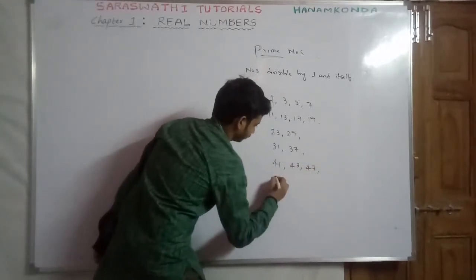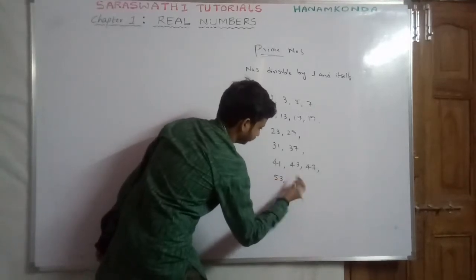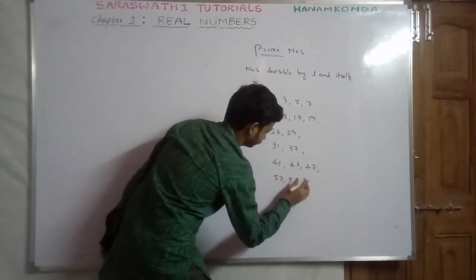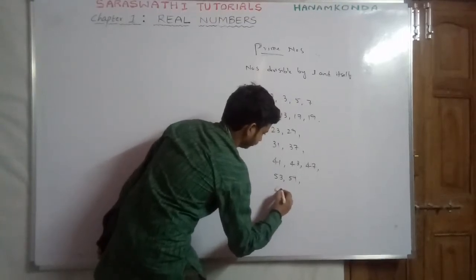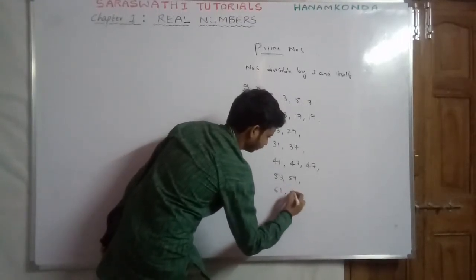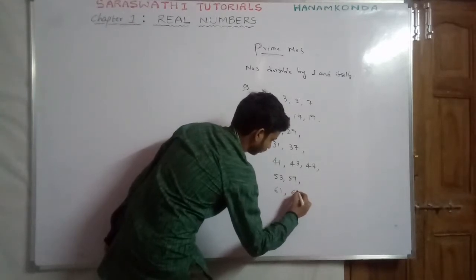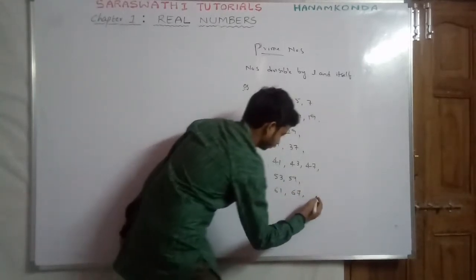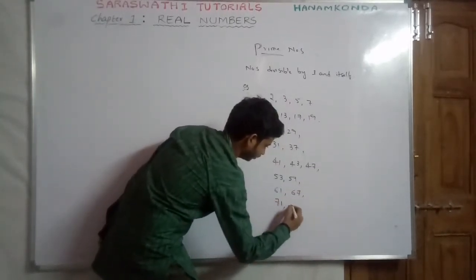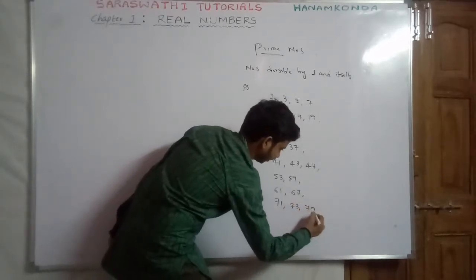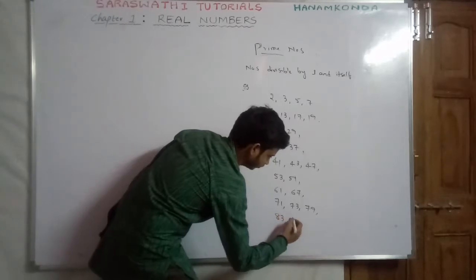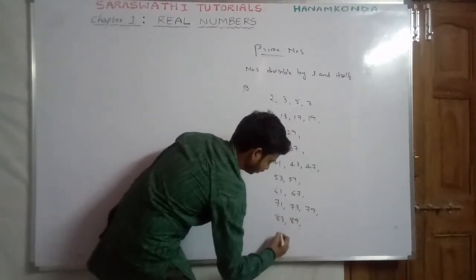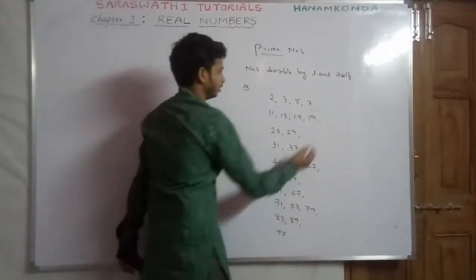Next, 53, 59, 61, 67, 71, 73, 79, 83, 89 and 97. So these are the prime numbers.